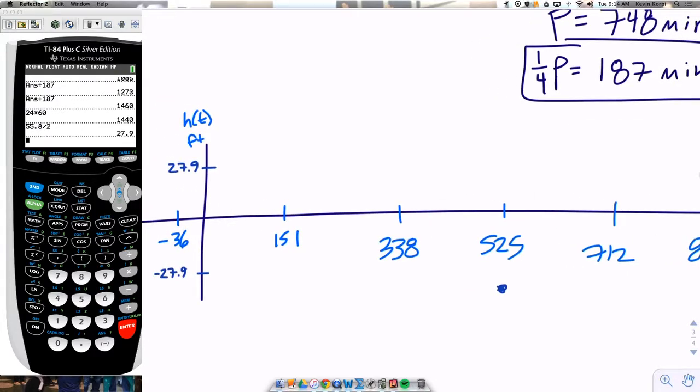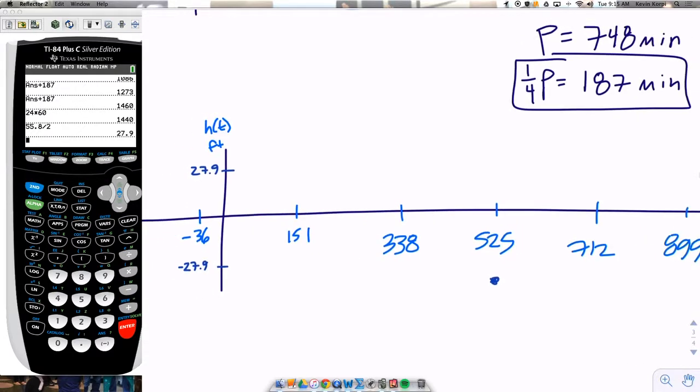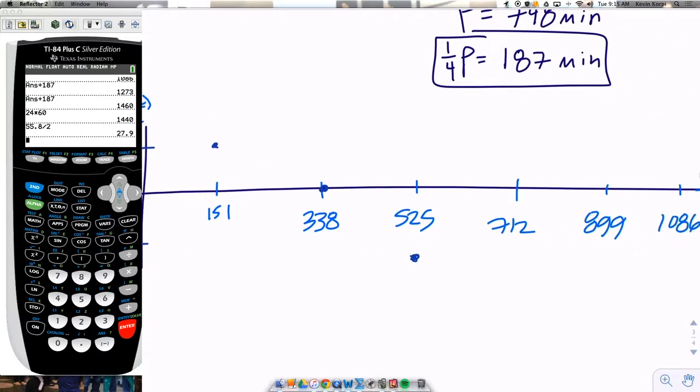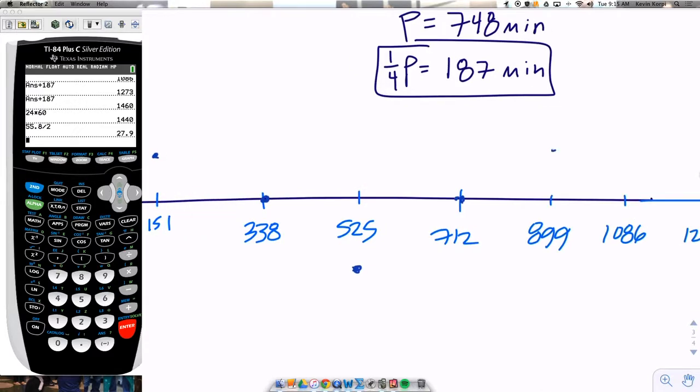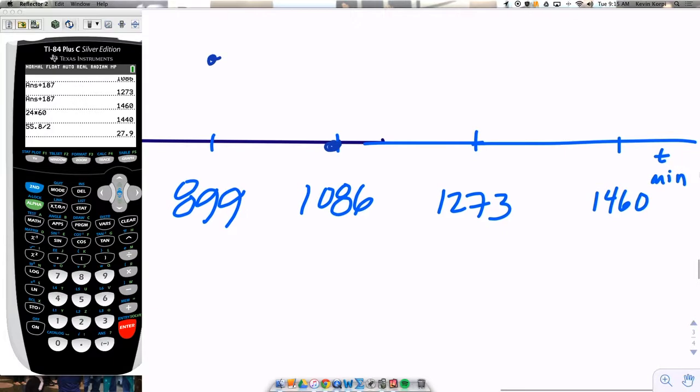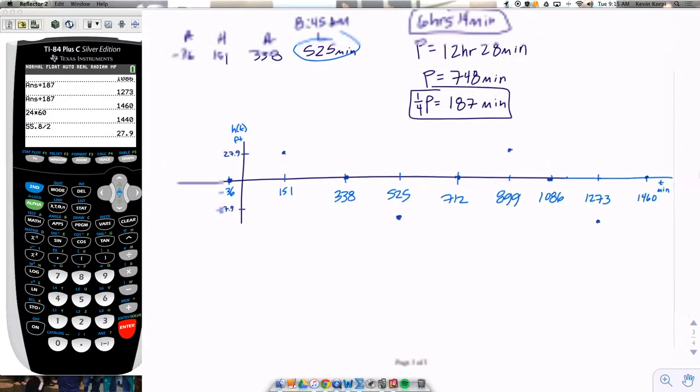The sinusoidal axis, remember, is the what? The x-axis, right? So as we go to the left, we have an axis. And then at 151, we have a high. And then at 36, we're back on an axis. And then going to the right, 712 is axis. 899 is high. 1086 is back to the axis. 1273 is low. 1460 is back on an axis.